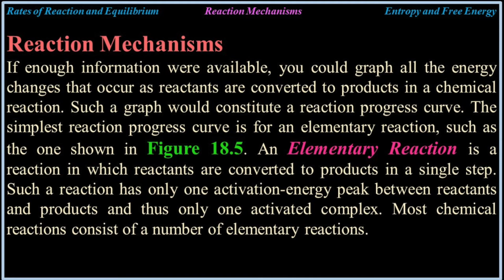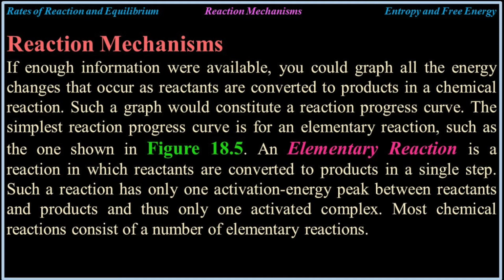Reaction mechanisms. If enough information were available, you could graph all the energy changes that occur as reactants are converted to products in a chemical reaction. Such a graph would constitute a reaction progress curve. The simplest reaction progress curve is for an elementary reaction, such as the one shown in Figure 18.5. An elementary reaction is a reaction in which reactants are converted to products in a single step. Such a reaction has only one activation energy peak between reactants and products, and thus only one activated complex.